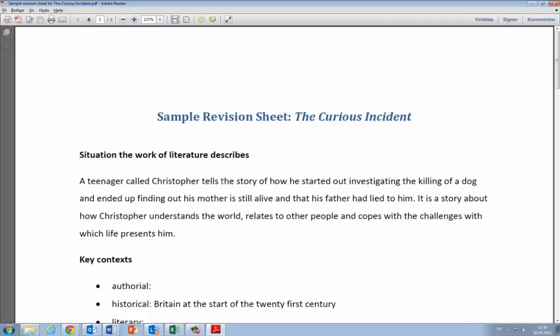A teenager called Christopher tells the story of how he started out investigating the killing of a dog and ended up finding out his mother is still alive and that his father had lied to him. Now that could be enough, that just describes the events, but it can be helpful to summarize what you think the purpose of the story is. So I've suggested that it is a story about how Christopher understands the world, relates to other people, and copes with the challenges with which life presents him.